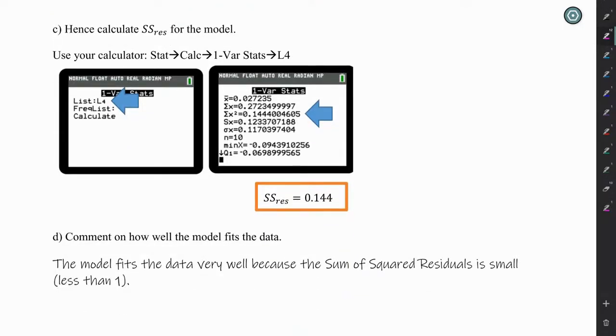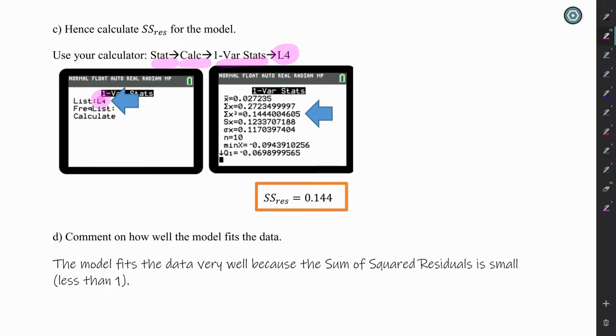Now from here, we can calculate the sum of the squared residuals. So in your calculator, you're going to do stat calc one variable stats, which we've done before. We did this when we were finding the mean and the mode and the Q1 and Q3 and the median. All those are in one variable stats. But we're going to make sure that we tell it to do our one variable stats on L4, because that's the list that has our residuals in it.